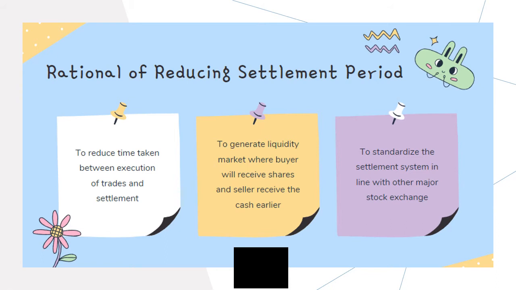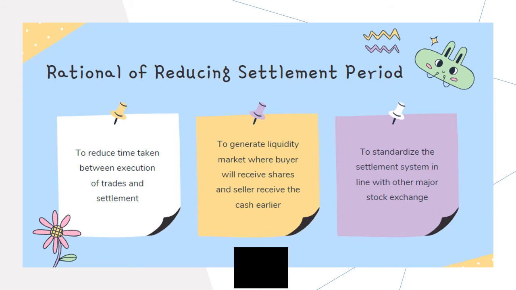So from T plus 14 reduced to T plus 10 and also reduced to T plus 5, and the last reduction is T plus 3 for the buyer. For the seller it is T plus 2. So what are the rationale of reducing the settlement period?